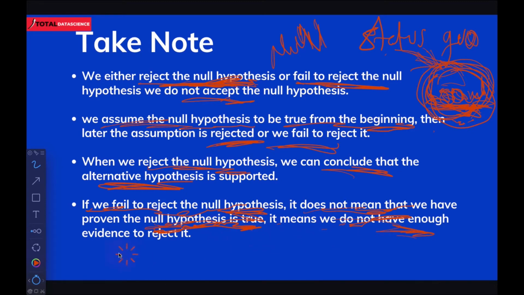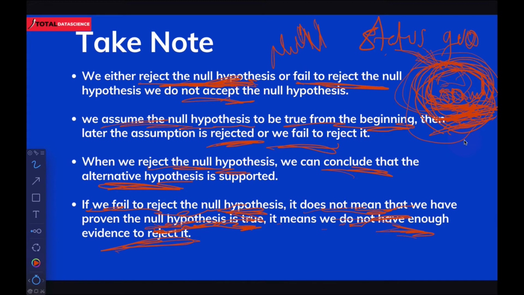What it means is that we don't actually have enough evidence to reject it. So if we do all our hypothesis testing and we realize that we don't have enough evidence to reject the claim that the company is making, it doesn't mean that we have proven them to be true. It means that we didn't get enough evidence to prove them wrong, but that doesn't mean that we have proved them to be right.